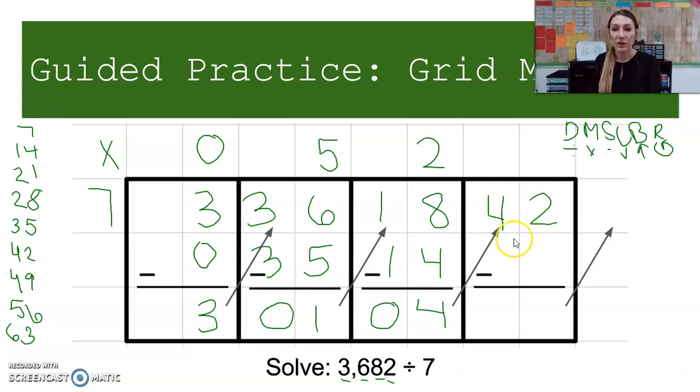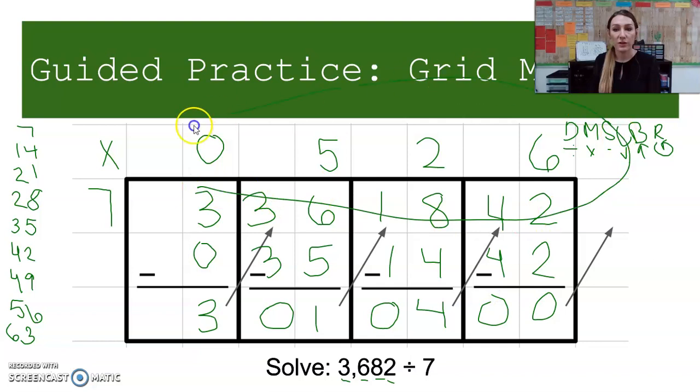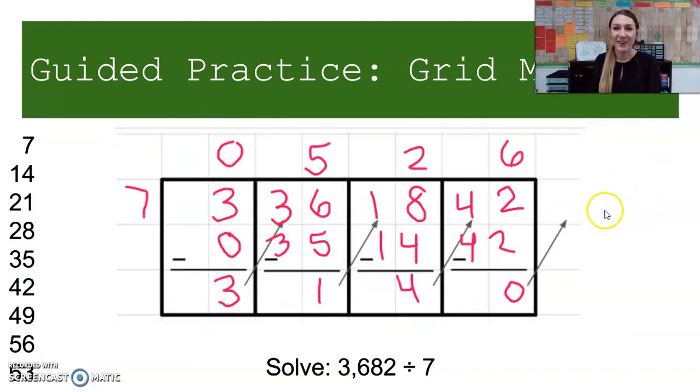And now my new dividend is 42. So 7 divides into 42 1, 2, 3, 4, 5, 6 times. 6 times 7 is 42. 2 minus 2 is 0. 4 minus 4 is 0. So my quotient is 526. Let's check. All right, great job.